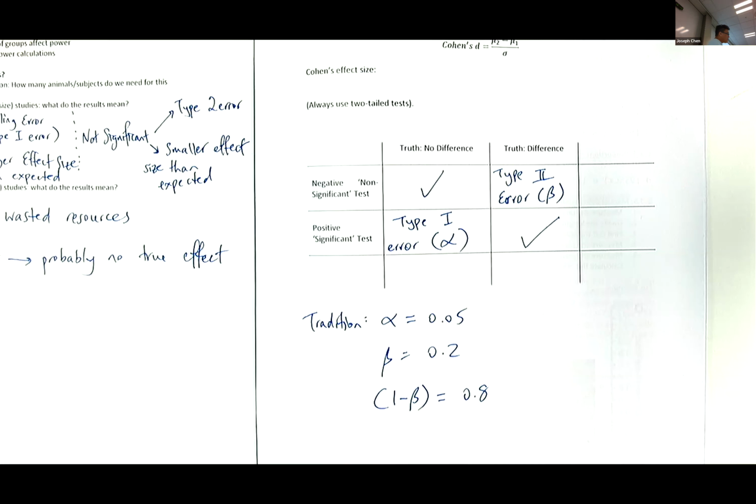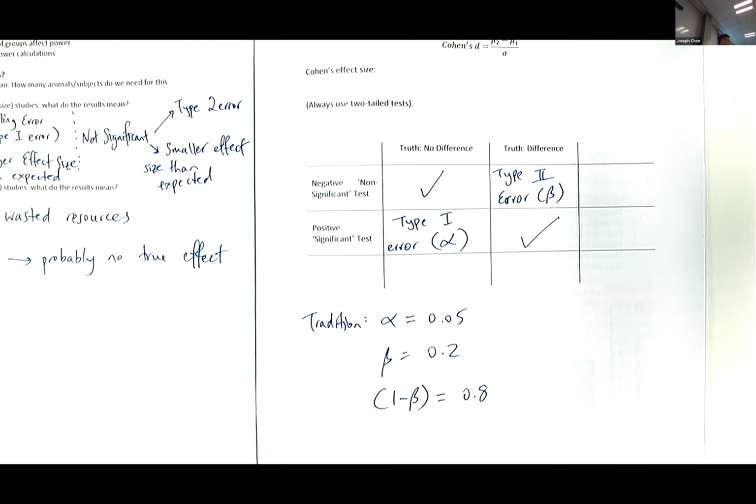What that means is the probability of a type 2 error is 20%. Otherwise, saying statistical power, i.e. the probability of detecting a difference when a true difference exists, we limit that at 80%. We typically aim for 80%.